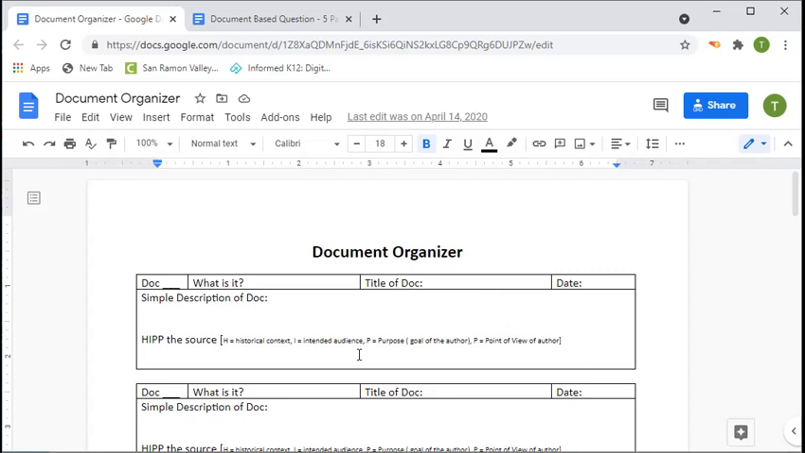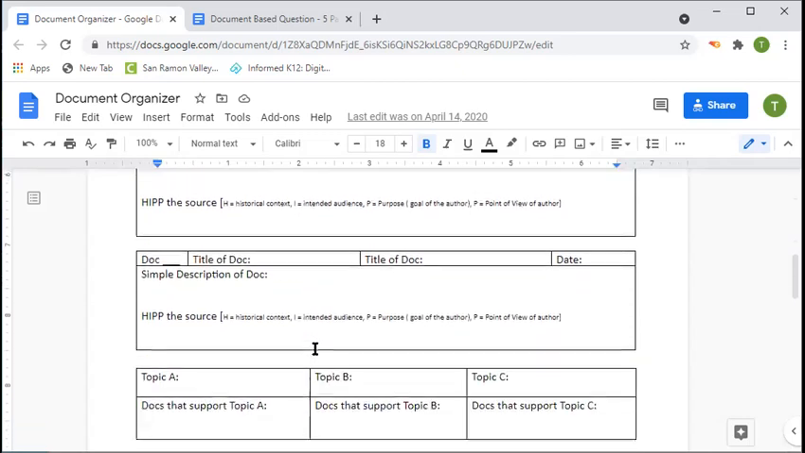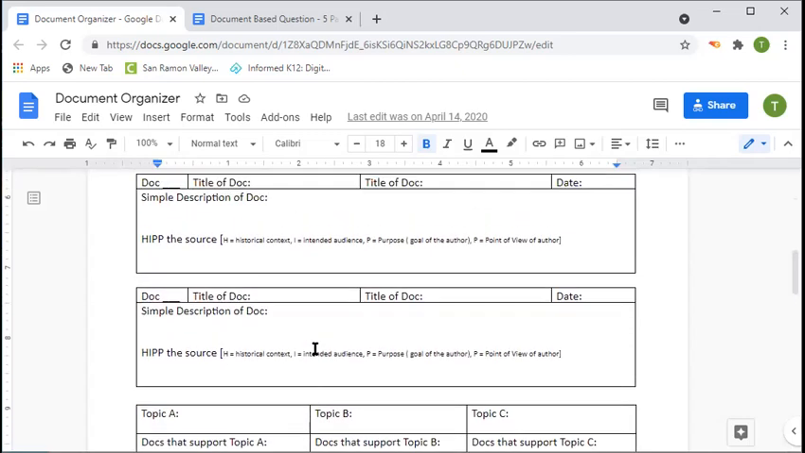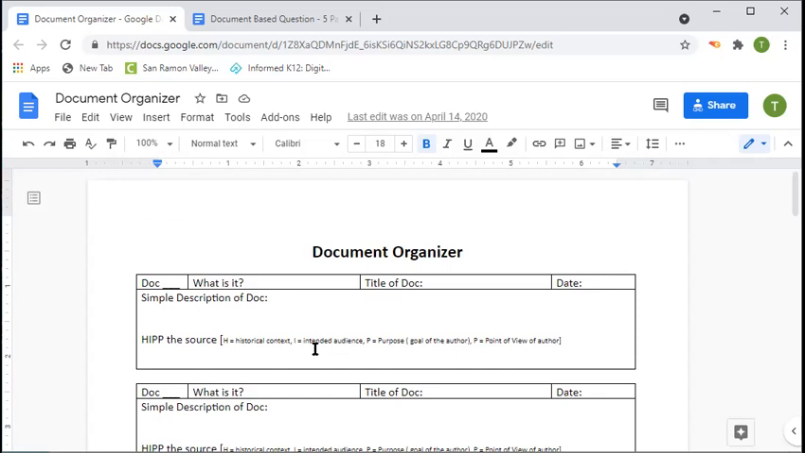Now, if you remember from the other video you've already watched, for each document, you need to basically do 3 things. The first thing you need to do is describe the document. The second thing is explain how the document supports your thesis. And the third thing is hip or source the document. On here, I'm only having you do 2 of those things. 1, describe the document in 1 simple sentence, and then you skip the explain how it supports your thesis, and then hip the document. You're going to do that 1, 2, 3, 4, 5, and then an additional 6 and 7 times, because there's going to be 7 documents for each DBQ.